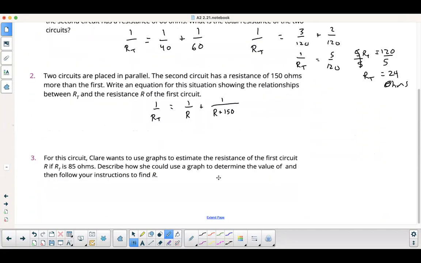It doesn't ask me to do anything yet. For number 3, though, for this circuit, Claire wants to use graphs to estimate the resistance of the first circuit, R, if RT equals 85 ohms. So it's 1 over 85. That's your total. Equals 1 over R plus 1 over R plus 150. So describe how she could use a graph to determine the value of R, and then follow your instructions to find R. So here's what I would do.